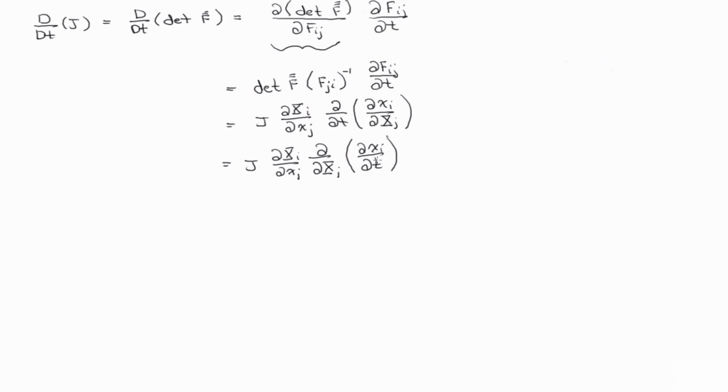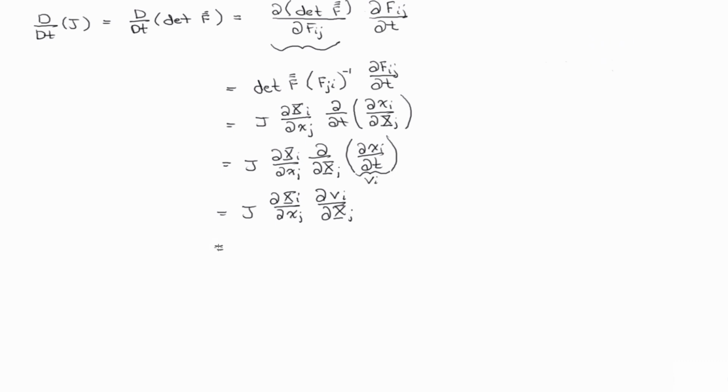Well, partial xi partial t, that's the time derivative of the position vector, which we typically call the velocity. So we'll say that that's vi, the velocity vector. Now we've just replaced this with vi, partial xj.